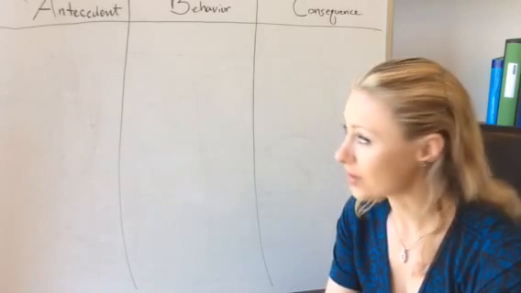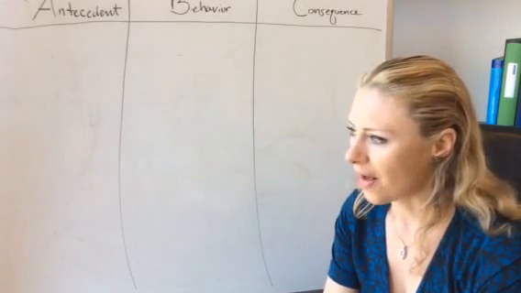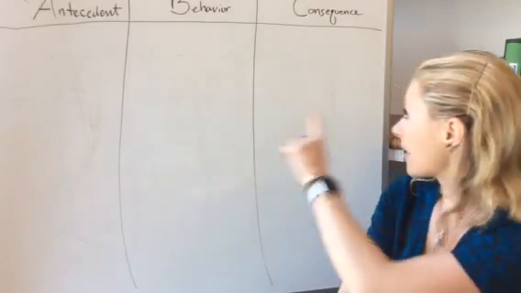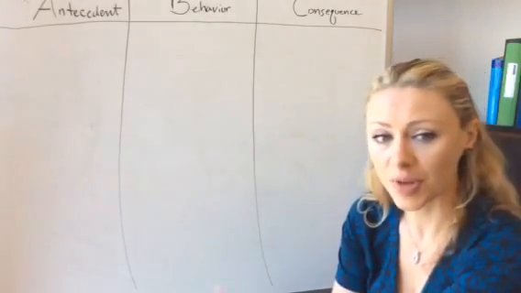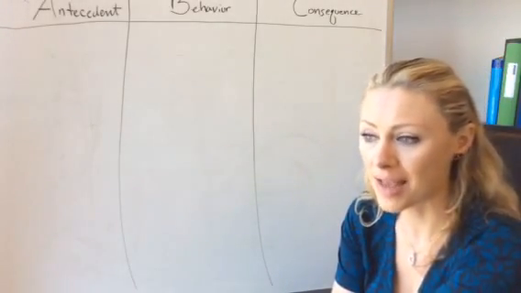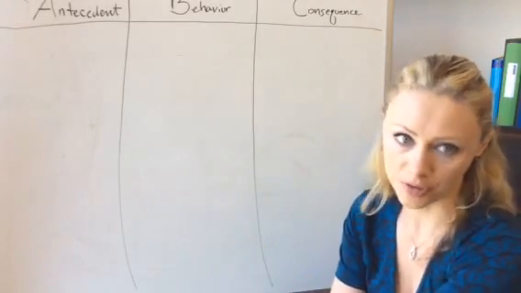All right, great. So we have our behavior, and then let's get into consequence. A consequence is anything that happens immediately after the behavior.